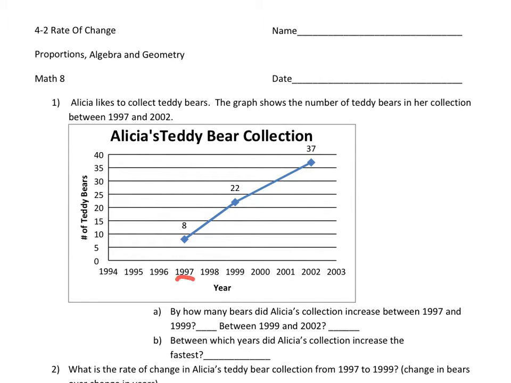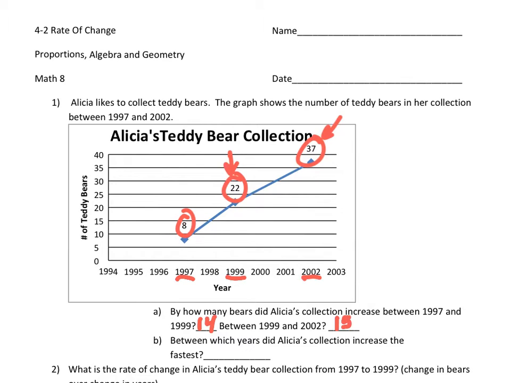All right, so I have 1997 and 1999. How much did they increase? They increased from 8 bears up to 22 bears. To find out how much they increased, I find the difference between those two numbers, 22 minus 8, and I find that there were 14 bears. So it increased by 14 bears. How about between 1999 and 2002? That's the next one. Here's 1999, here's 2002, and again, find the difference between those two numbers, and 37 minus 22 is 15.